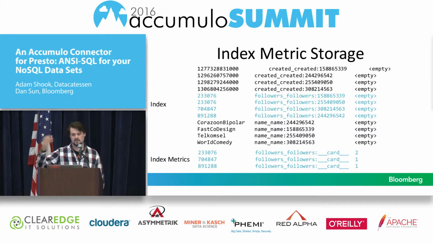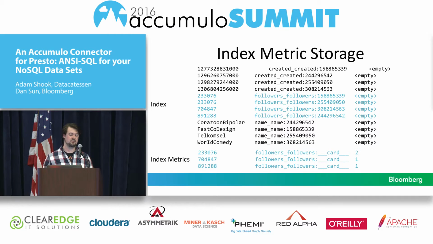So we created another table. It's the index metrics table, which very closely mimics the storage methodologies in the index table, with the exception of instead of the row ID, we have this card, short for cardinality, qualifier, and then the value is the number of rows that have that index value. So here, the example is 233,076 followers. There are 2 rows in the table that have that value.